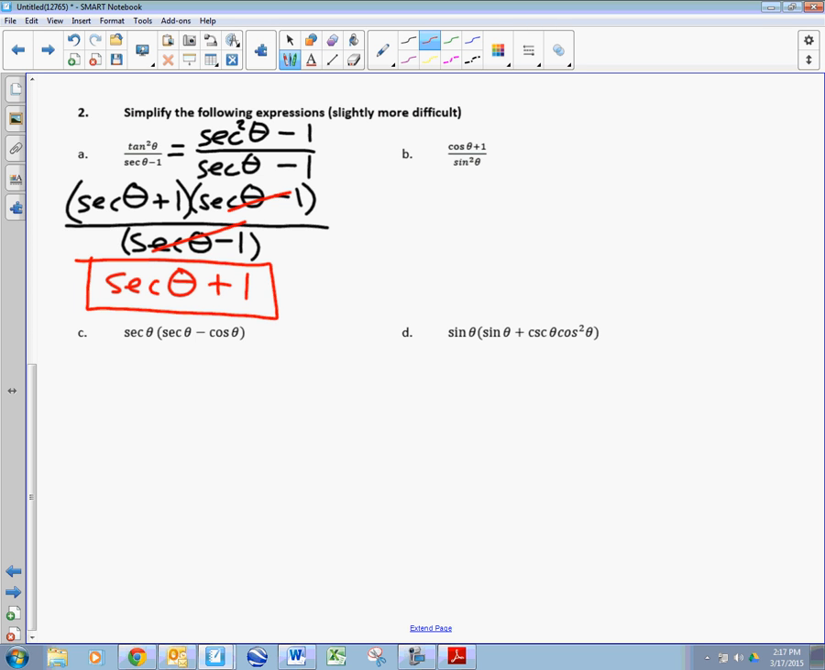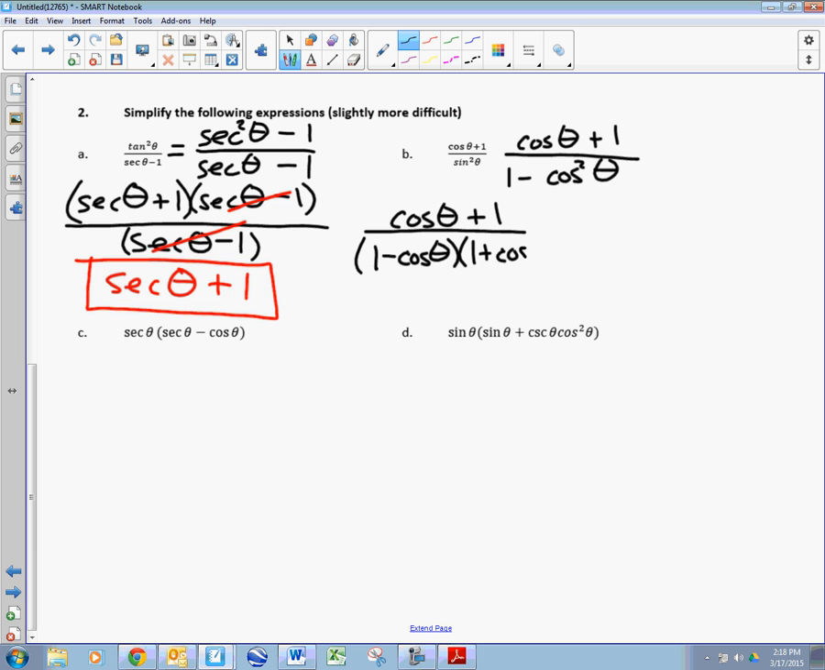For B, similar type of problem, what do you think you substitute in for sine squared? One minus cosine squared of theta. And I know that 1 minus cosine squared factors because it's the difference of two squares. That's also written on your sheet. So I have cosine of theta plus 1 over 1 minus cosine of theta times 1 plus the cosine of theta.